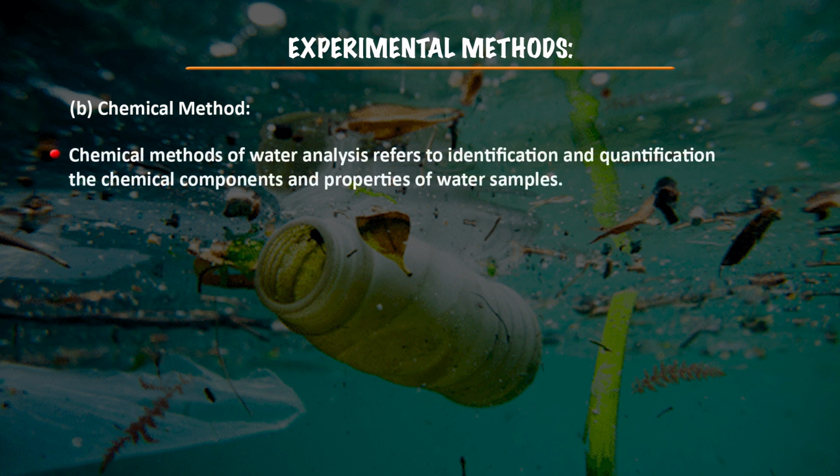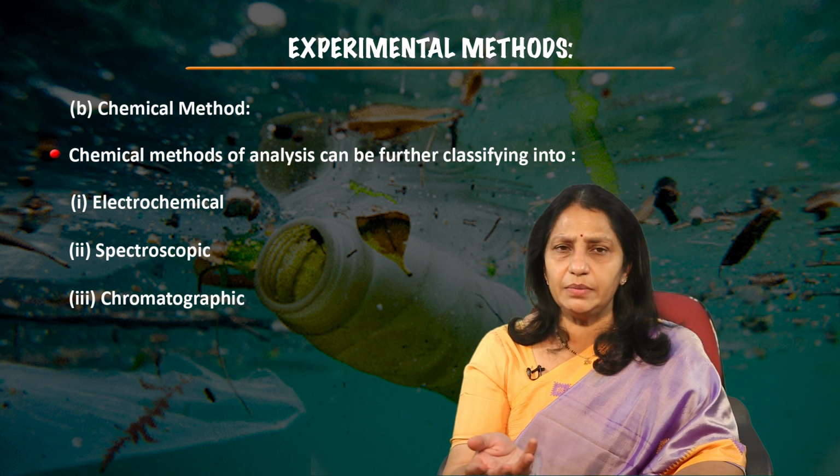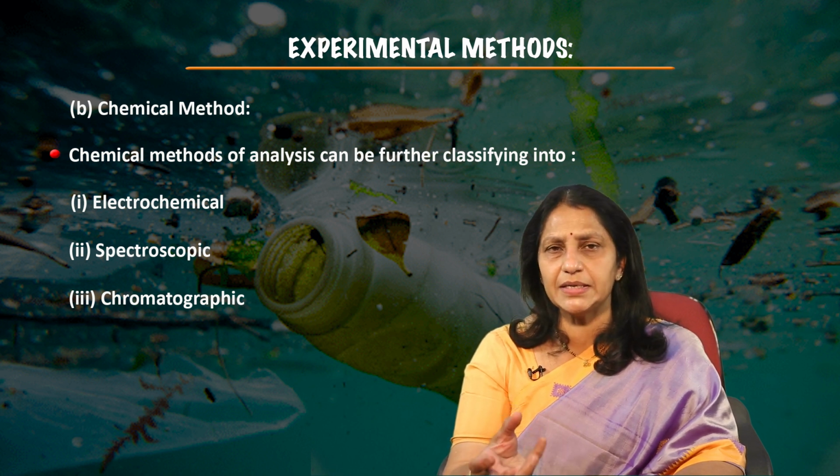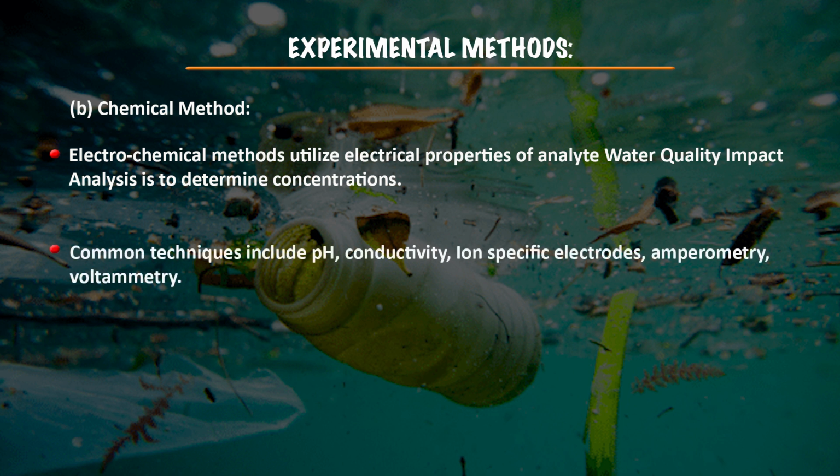Chemical methods of water analysis are the identification and quantification of chemical components present in the water samples and their properties. This can again be classified into electrochemical methods, spectroscopic methods and chromatographic methods. Electrochemical methods utilize the electrical properties of the analyte to determine the concentrations. Some common techniques are pH, conductivity, ion specific electrodes, and amperometry and voltammetry.